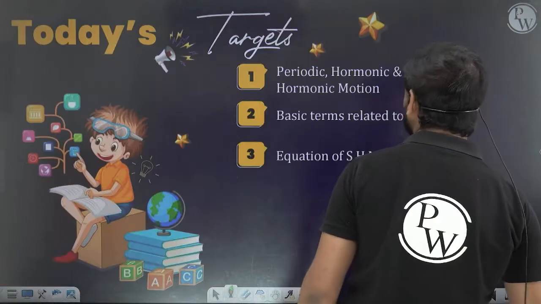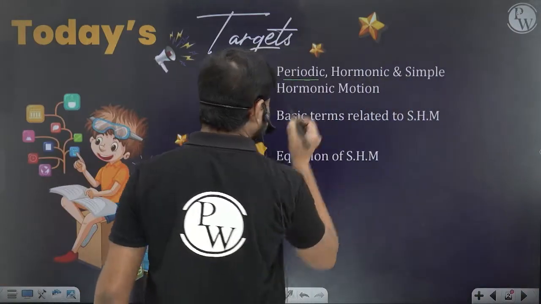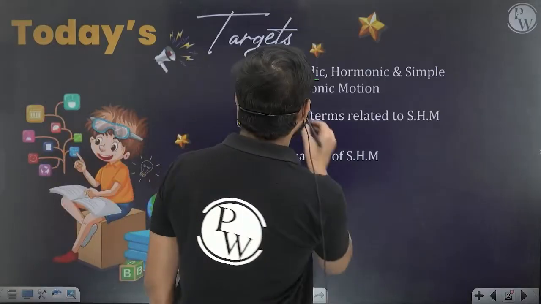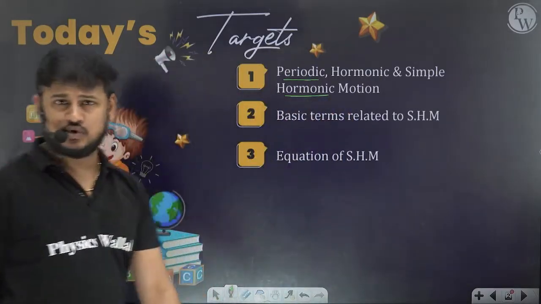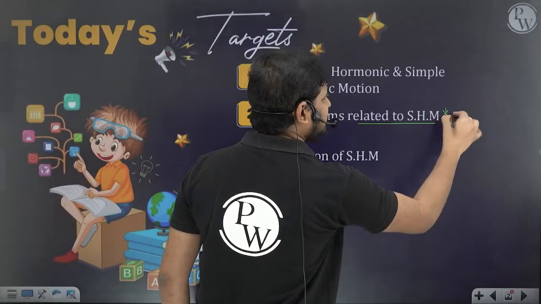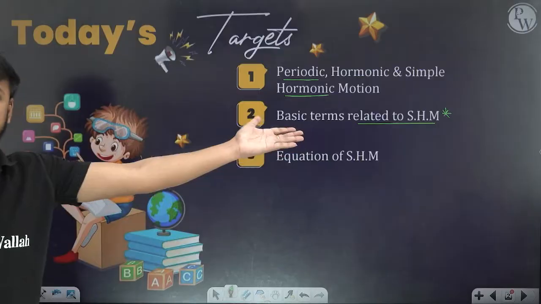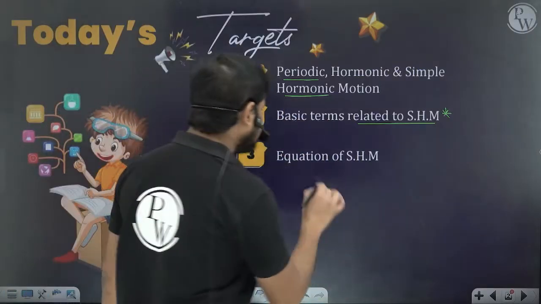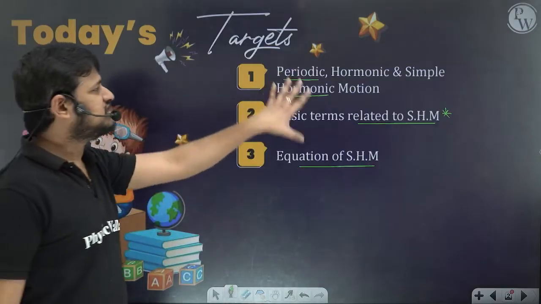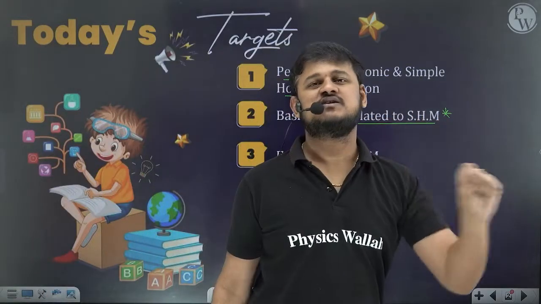So what are our today's targets? First we'll understand what is periodic motion, then what is harmonic motion, and in harmonic motion what is simple harmonic motion. Then we'll go for the basic terms related to S.H.M, which are very important, and the questions related to it are very important. And then we'll go for the equation of S.H.M. Chalo. So these are our 3 main targets for today's session.